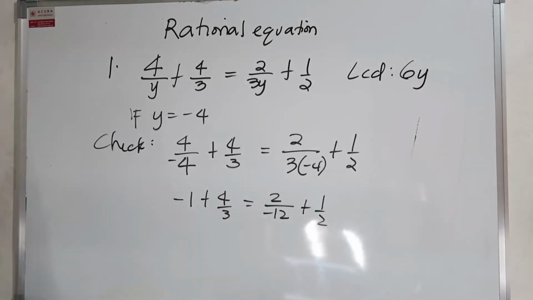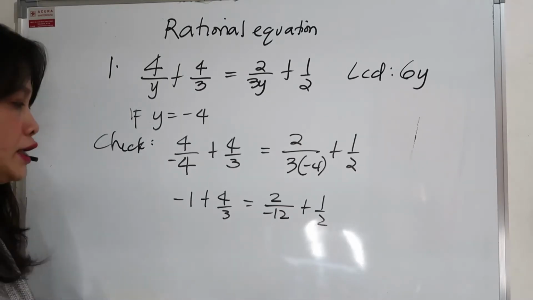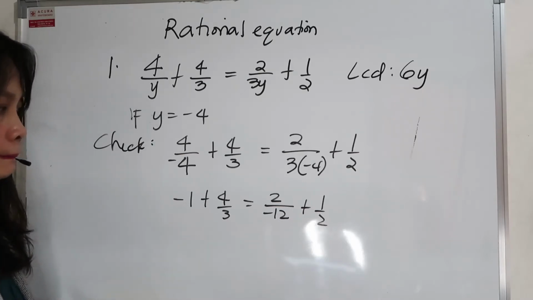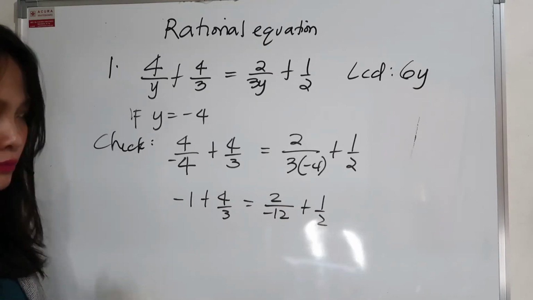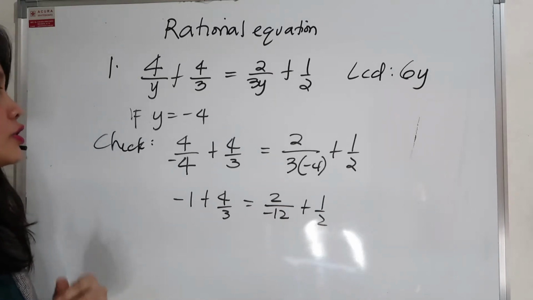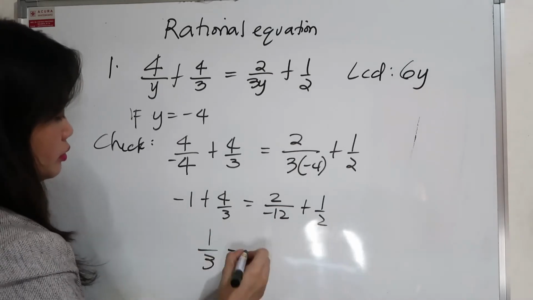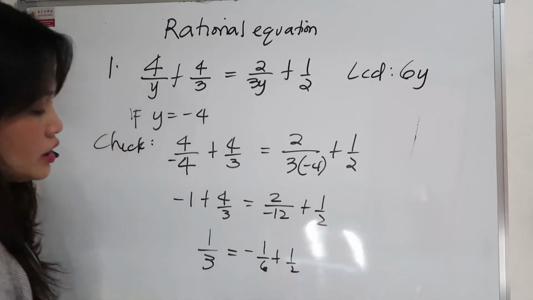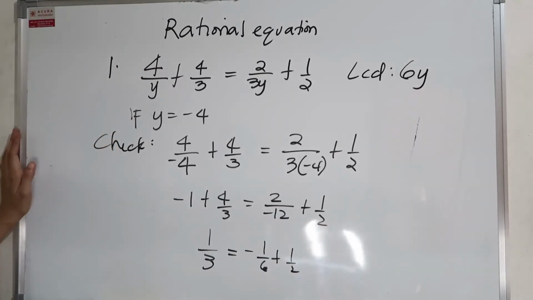So how do we simplify it? Negative 1 plus 4/3. What is negative 1 plus 4/3? Okay, 1/3. What about this one? This will become negative 1 over 6 plus 1/2. So what is negative 1 over 6 plus 1/2?